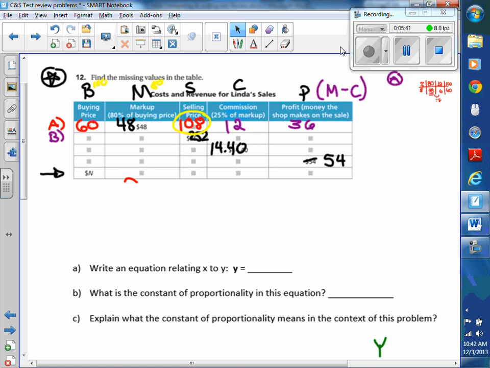So if you know that, then you have your selling price now, and you know your selling price is 180% of the original buying price. We don't know what the original is, but we do know that the selling price is $252.